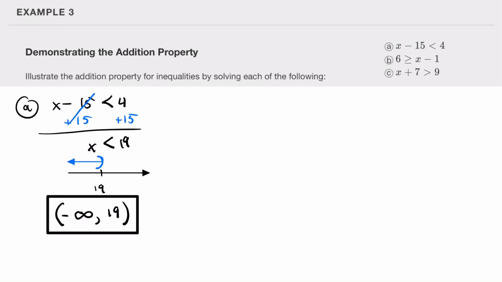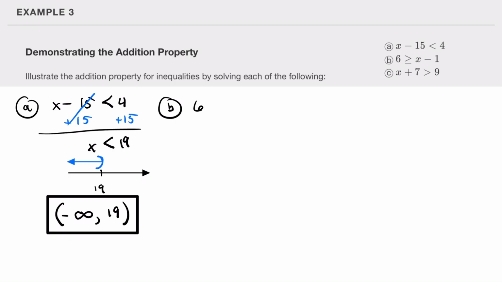And we can check this, right? Basically any number less than 19 should make the original inequality true. For instance, let x be 0. It's true that negative 15 is less than 4. Let's do 18. 18 minus 15 is 3, and 3 is less than 4. We can even do 18.99999. Anything less than 19 is going to work. Now, if we try 19, 4 is not less than 4, right? Notice that.